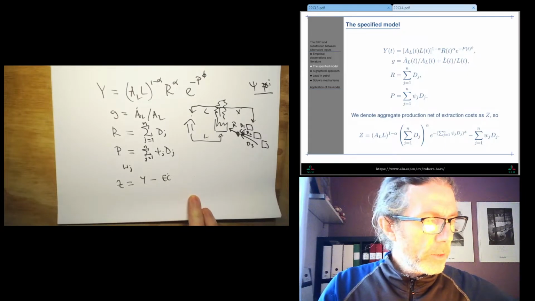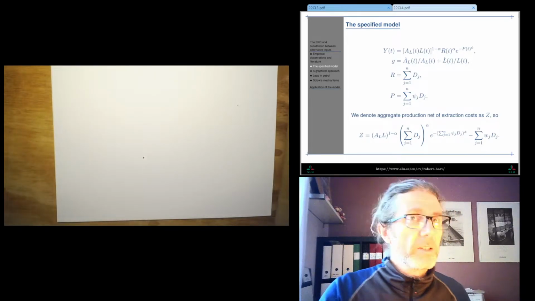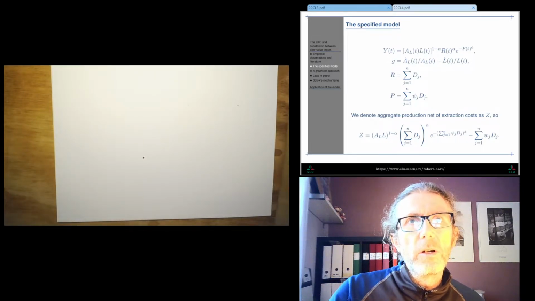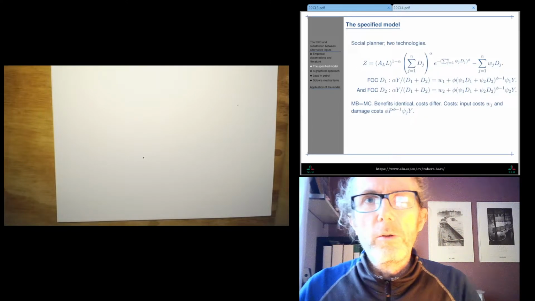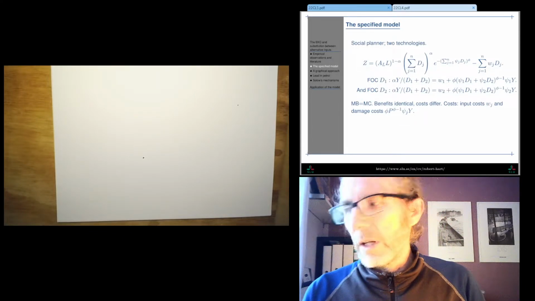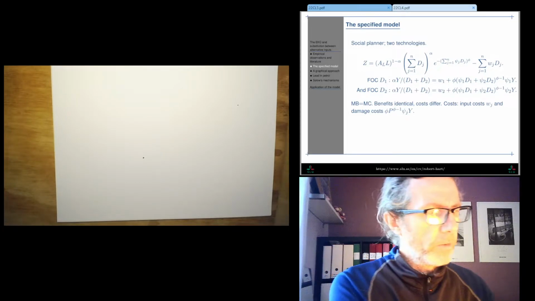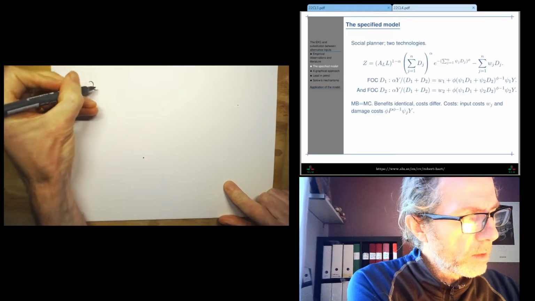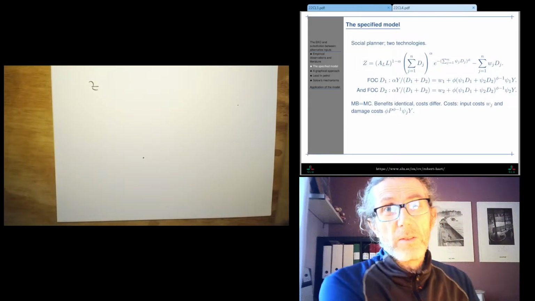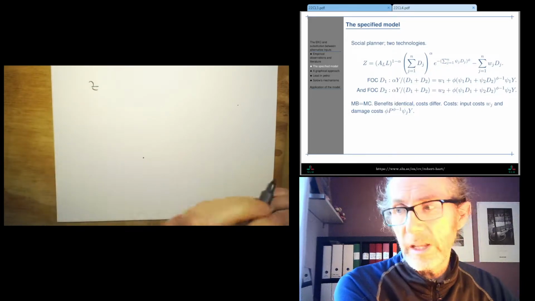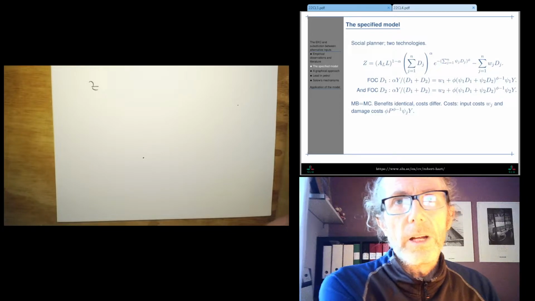Okay, so how do we solve this model? How do we analyze it? Let's go on to the next page. From the point of view of the social planner, the social planner wants to maximize Z, which was Y minus costs. So that's actually just C, isn't it? I don't know why I didn't call it C. Whatever.